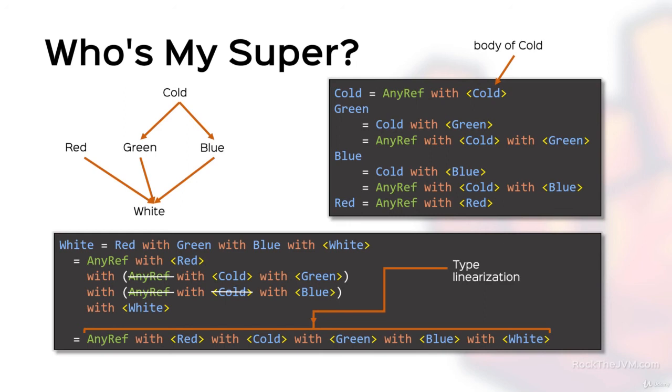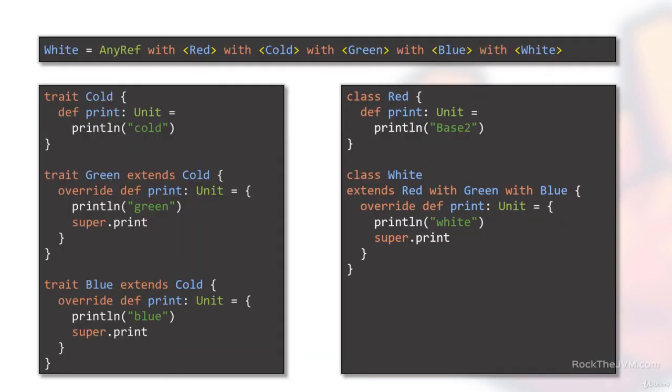Now, in the context of type linearization, the super keyword gets a whole new meaning. So in the context of this particular type linearization for white, if you call super, for example, from the body of white, this will take a look at the type immediately to the left in this type linearization. If you call super again, another element to the left. Super, another element to the left, and so on and so forth. So this is pretty tricky, okay?